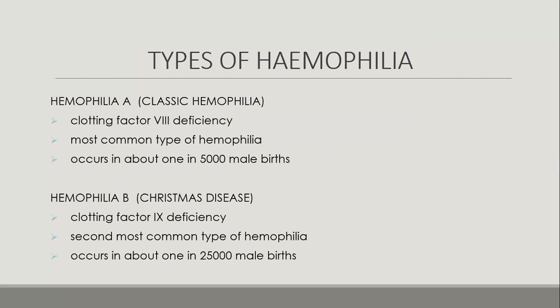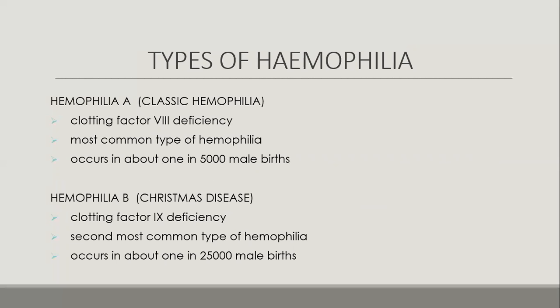Types of haemophilia. Haemophilia A or classic haemophilia. This is because of clotting factor 8 deficiency. It is the most common type of haemophilia. It occurs in about 1 in 5,000 male births.